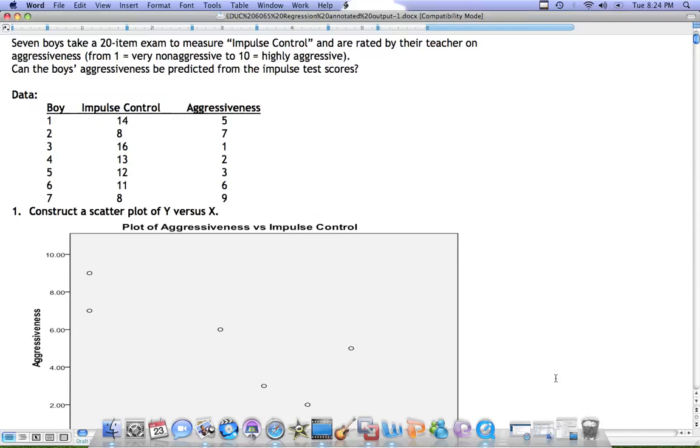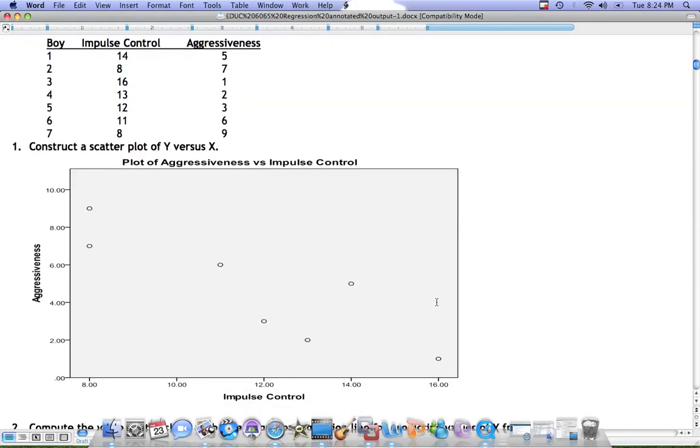In this example, we see in this scatter plot of x versus y that the data have a negative relationship, where higher scores on impulse control reflect lower aggressiveness, and lower scores on impulse control reflect higher aggressiveness. Again, that is indicating a negative relationship. Because the data look as though they fall in a fairly tight ellipse, we estimate that relationship to be a fairly strong negative relationship.